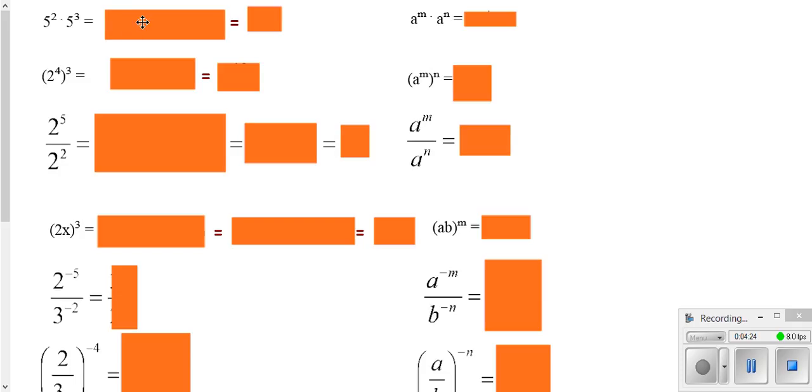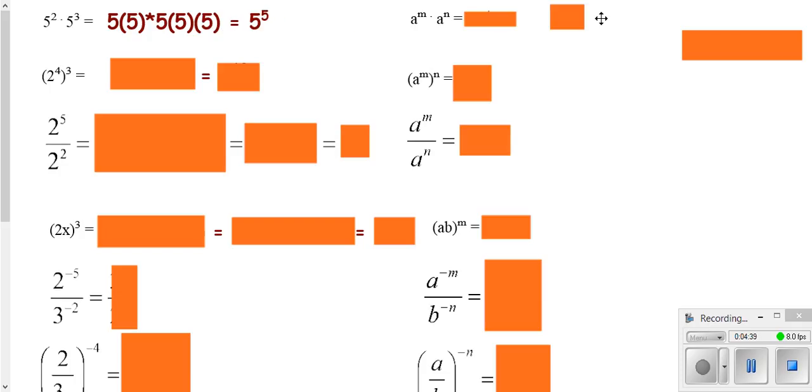5 squared means 5 times 5. Now, the 5 cubed means 5 times 5 times 5. So with that in mind, you can see that we have 2 of the 5's here, 3 more of the 5's here, so that's a total of 5 of the 5's. So your exponent's 5. So how do you get that exponent of 5 from your 2 and 3? You get that from adding.